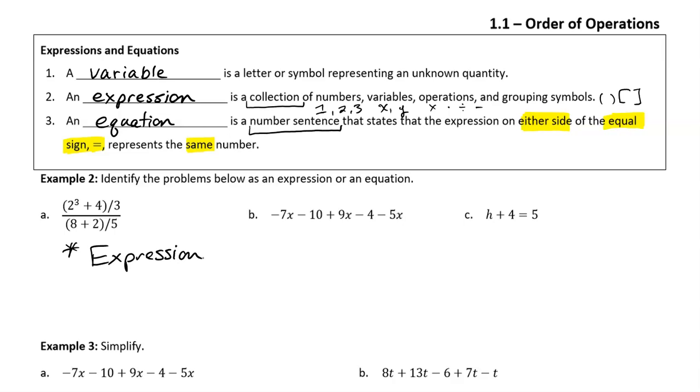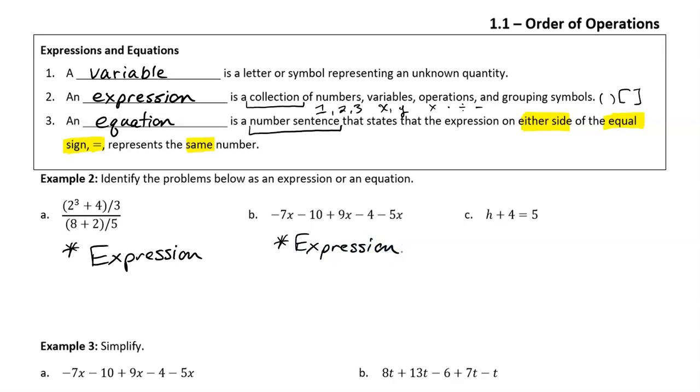What about B? We have negative 7x minus 10 plus 9x minus 4 minus 5x. So I have an introduction of a variable. My variable here is x. I have x in 3 different places, but I also have my regular operations and numbers in here as well. The minus 10 and the minus 4 are just regular old numbers. Again, what don't we have though? We don't have an equal sign. So this one is in fact an expression.